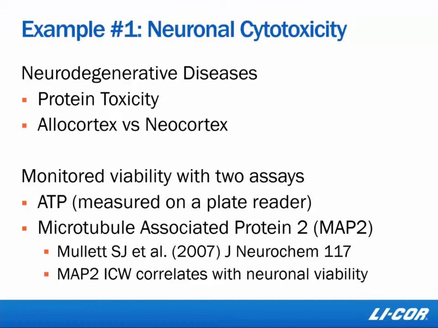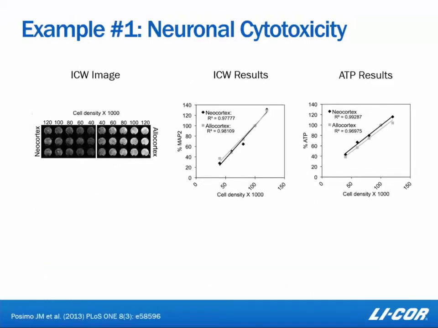The first is a plate reader assay to measure ATP levels. The second is an In-Cell Western assay to measure microtubule-associated protein 2, or MAP2 levels. Now, it's been shown by Mullet et al. in 2007 that performing an In-Cell Western assay and monitoring MAP2 levels can accurately measure neuronal viability. So to start, they wanted to correlate cell numbers to the signal they could read for each of these assays. So what they did is they seeded their cells between 40,000 and 120,000 cells per well.